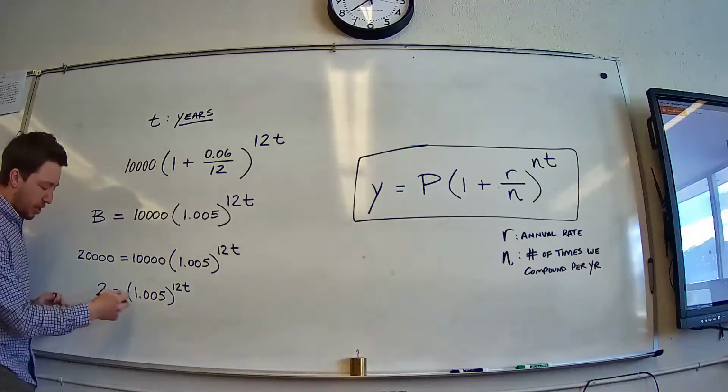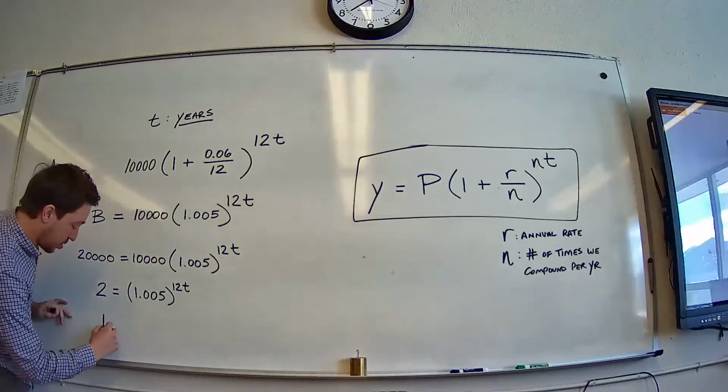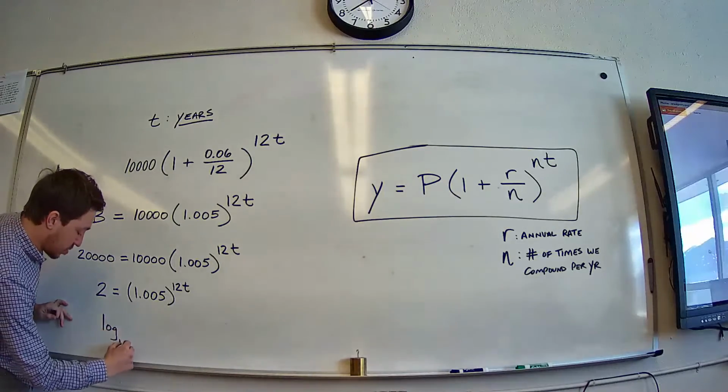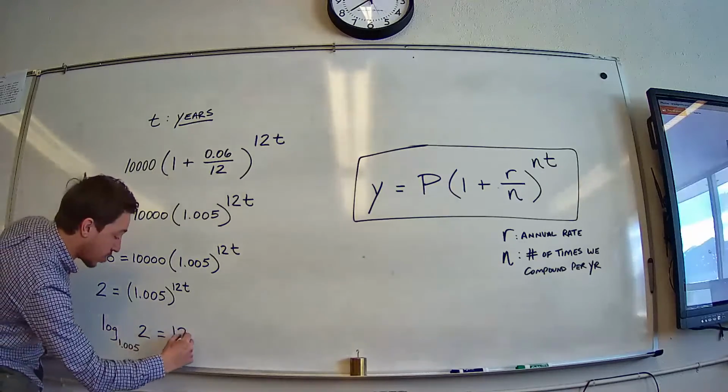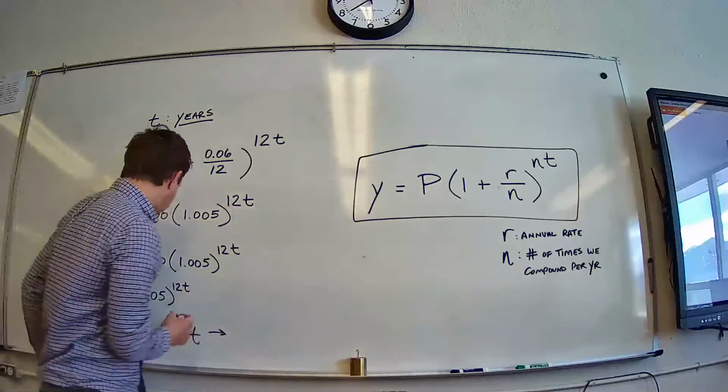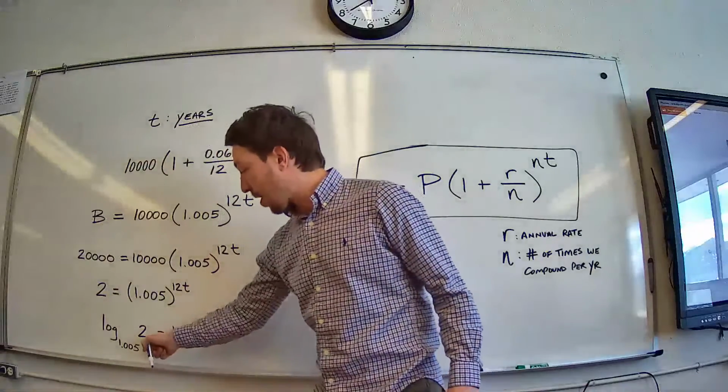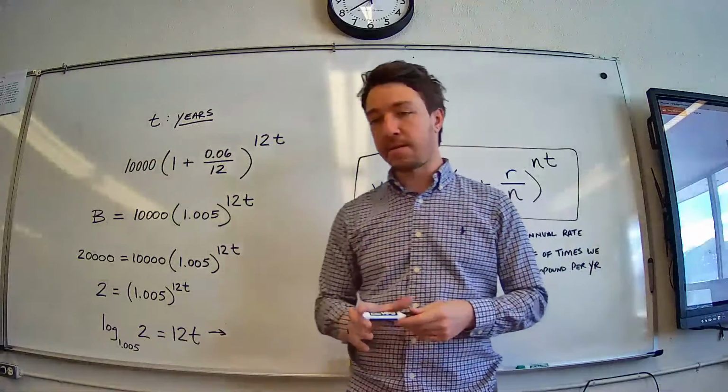What's the solution? So how do you solve this? It'd be log base 1.005 of 2 equals 12t. So your calculation is going to be calculate that and then divide by 12. Do that on your calculator to see.